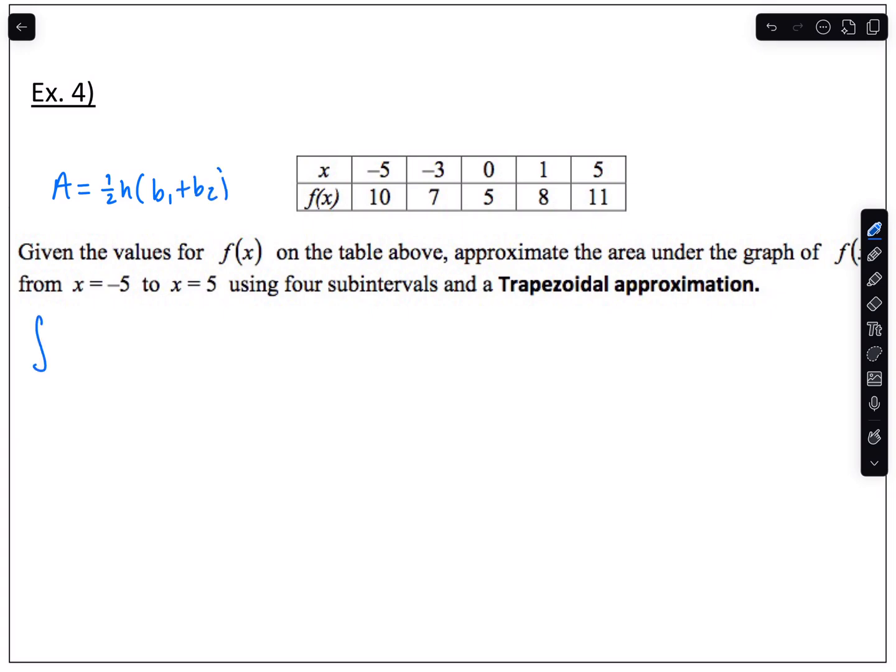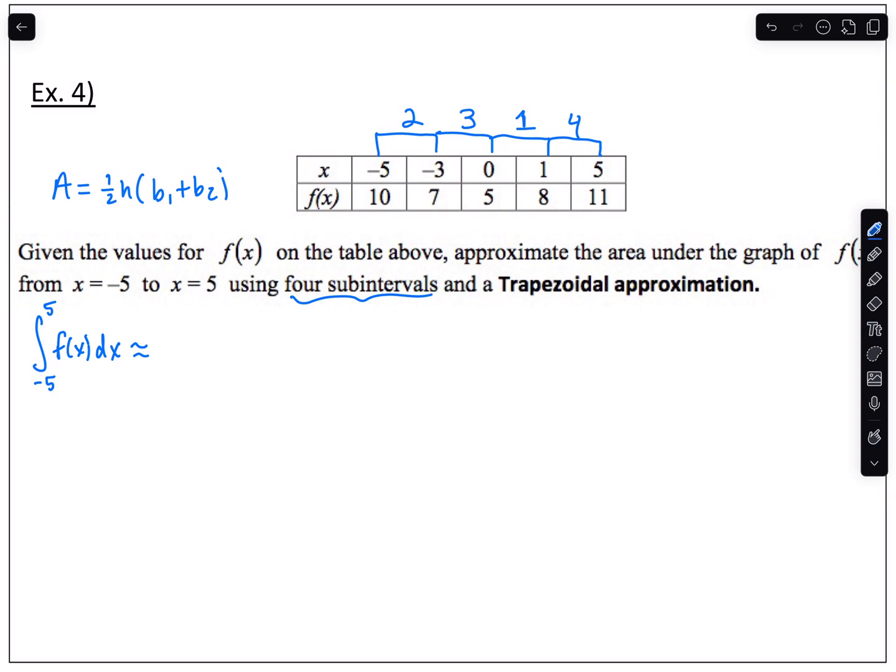So let's just dive into notation. I've got an integral from -5 to 5 of a function. I'm going to try to approximate it with a trapezoid. But in this case, if I look at x, I'll notice that the x values are not changing in a constant manner. From -5 to -3 is going up by 2. From -3 to 0 is going by 3. From 0 to 1 is going up by 1. And from 1 to 5 is going up by 4. So I see there's my 4 trapezoids. There's the 4 subintervals that I'm interested in.